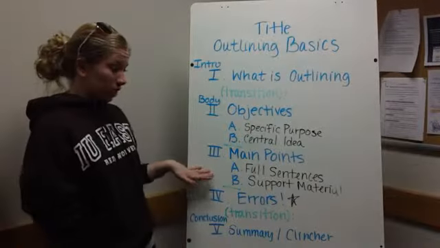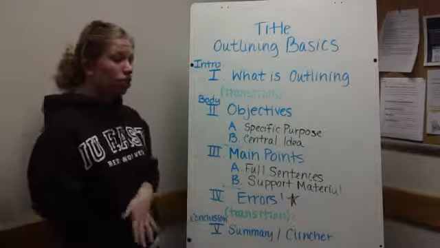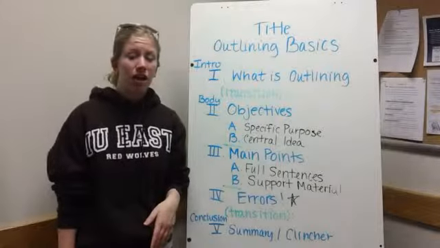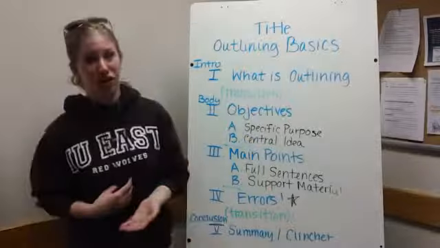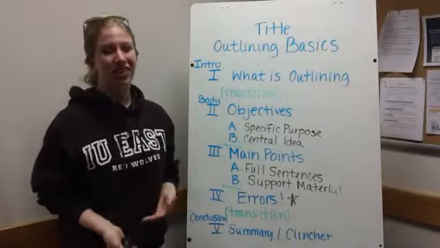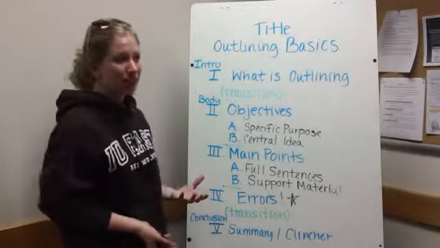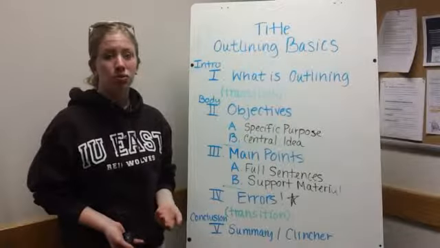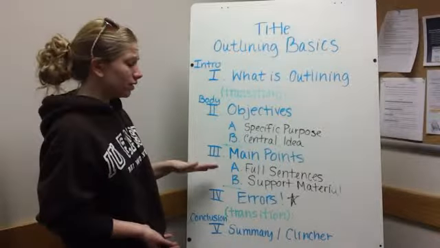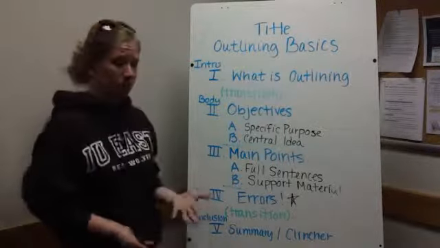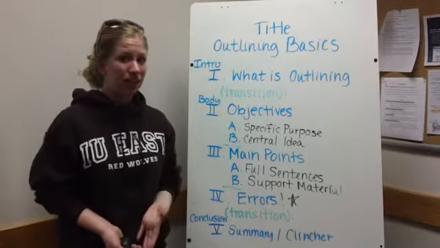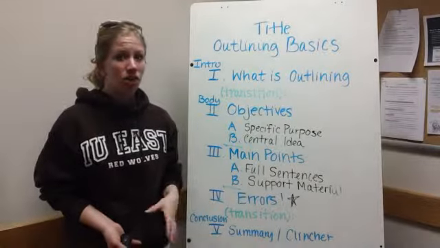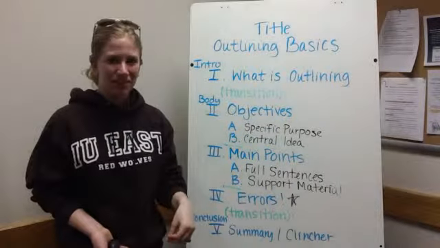Now that I've talked to you about the main points, I'm going to transition and talk to you about common errors. Now, everybody has things that they're good at and things that they're not good at. But I will tell you that outlining, the biggest mistake tends to be that you do not include support material. You might just have your main points, and you do not include them in full sentences. So just please, please, please make full sentences.